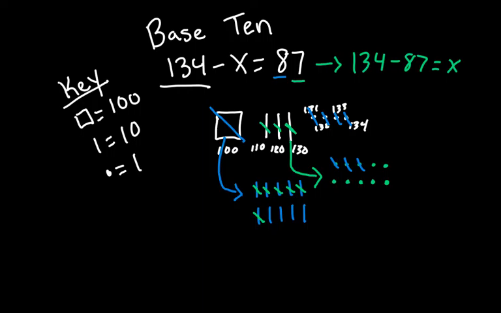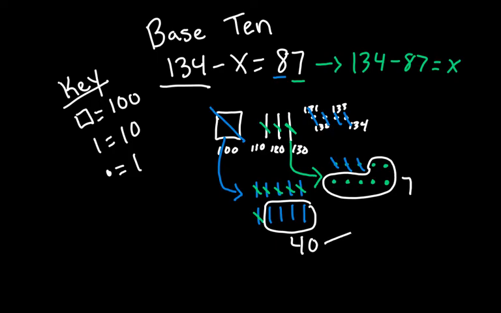At this point, this is when the students will add up what they have left. They'll circle their 1s and see that they have 7 1s left. And then circle their 10s, and there are 4 10s left, which represent 40. Then they'll add these two numbers together. So 40 add 7 is 47. Therefore, x equals 47.